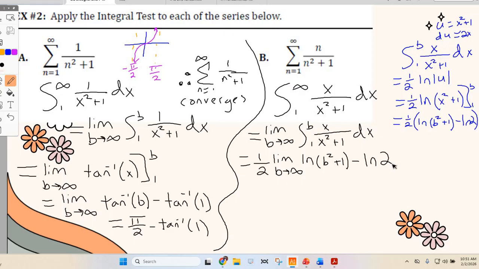Now, the natural log of 2 is just going to be what? It's going to be some constant, some not nice number, but it's still just a constant, so I don't really have to worry about that. However, what does b squared plus 1 approach as b goes towards infinity? Infinity. Are we all okay with that? So for my natural log graph, do we remember what that one looks like?